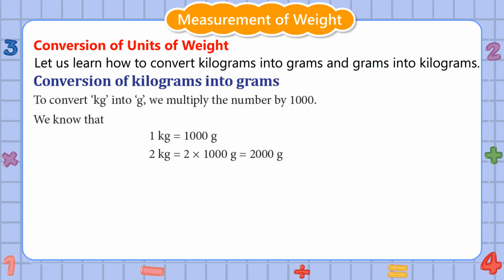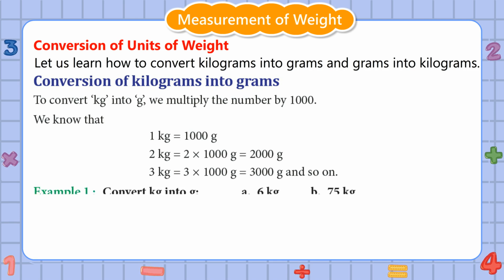2 kilograms is equal to 2 multiply 1000 grams. It is equal to 2000 grams. 3 kilograms is equal to 3 multiply 1000 grams. It is equal to 3000 grams, and so on.